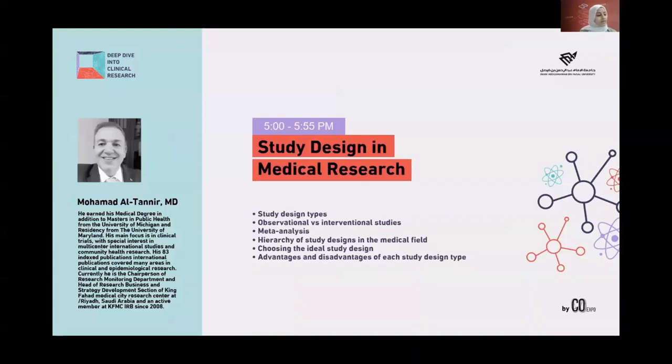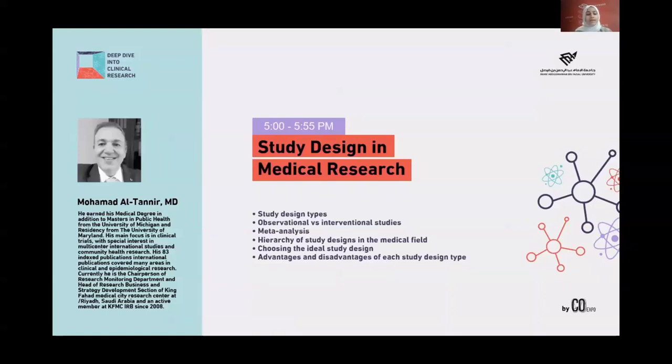Currently, he is a chairperson of the Research Monitoring Department and head of the Research Business and Strategy Development section of King Fahd Medical City Research Center at Riyadh in Saudi Arabia. And he is an active member at KFMC IRB since 2008.